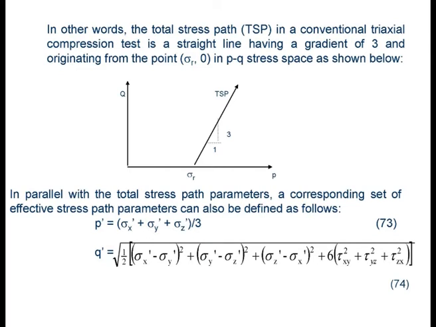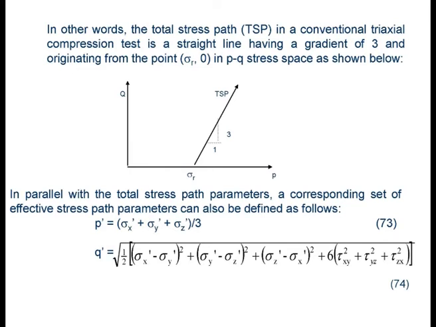So this is the total stress path. Now you can also define a set of effective stress parameters as follows. The effective P, or P dash, equals sigma x dash plus sigma y dash plus sigma z dash over 3. And this is called the mean effective stress, the average effective stress. You realize the average effective stress is also still a measure of effective stress. It's just that you also take into account the other components of effective stress, major, minor, intermediate. So it's also a measure of the effective stress. Now Q dash is equal to this.